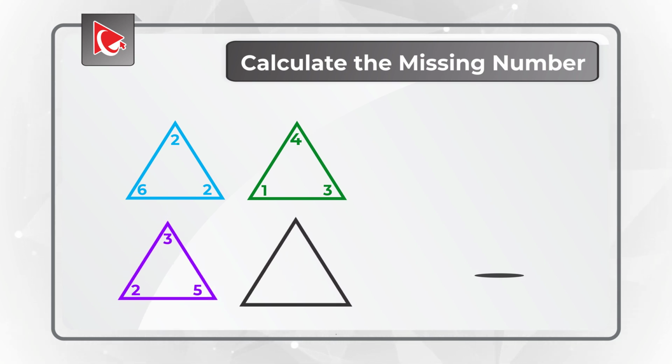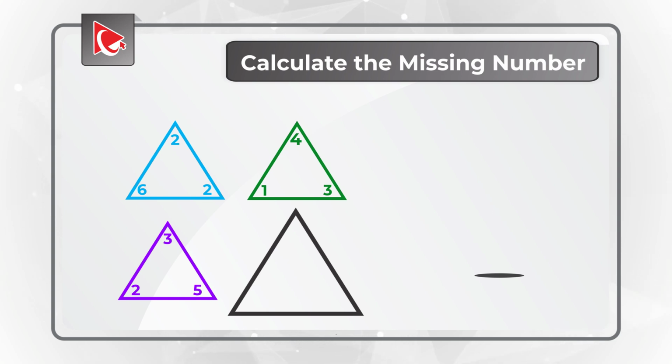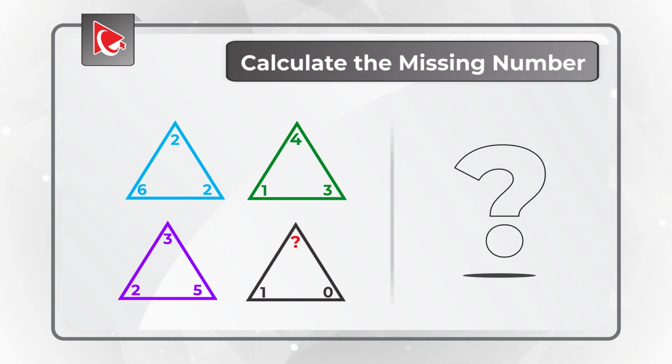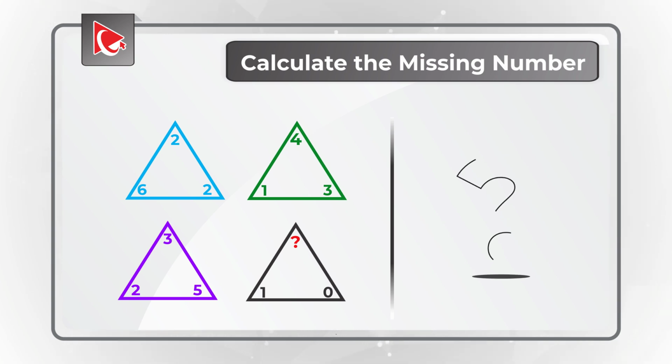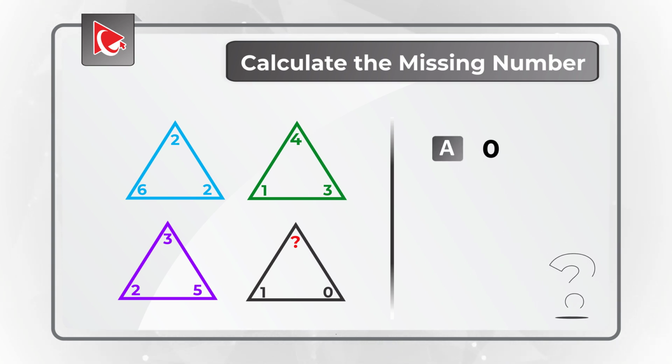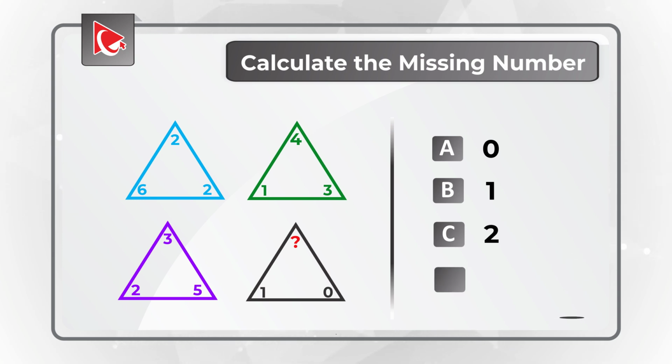And then the last triangle, the black triangle, has numbers 0, 1, and then in the upper corner there is a missing number, which you need to calculate based on the 4 different choices. Choice A, 0. Choice B, 1. Choice C, 2. And choice D, 3. Do you see the answer?